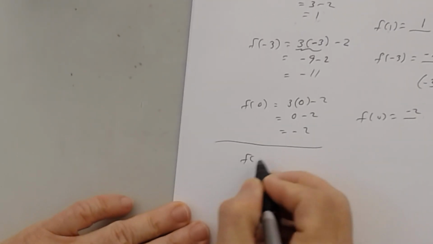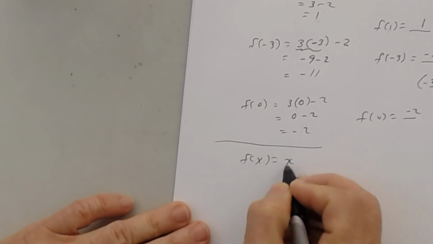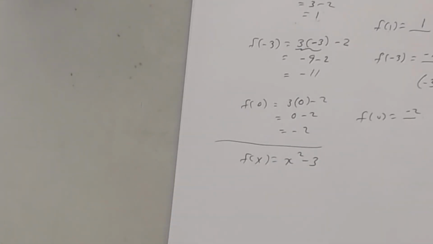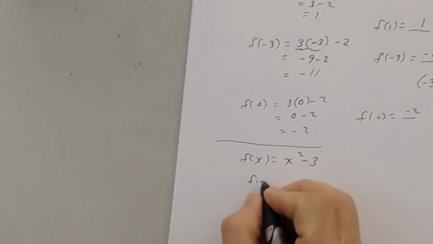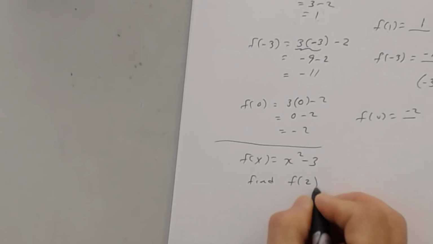Suppose this time you're told that f of x is x squared minus 3. Is that 1 squared minus 3? No, that's x squared minus 3. Let's find this. Let's find f of 2.